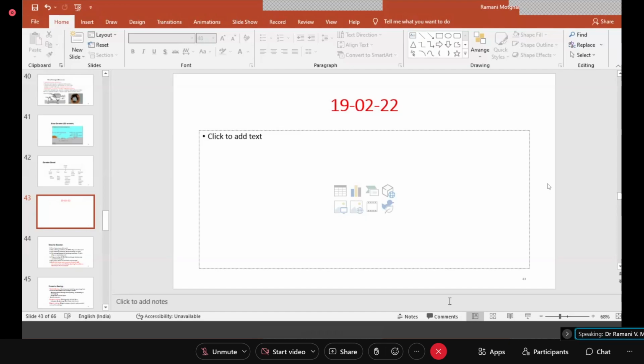And what else is remaining? Name reactions, organic, coordination, interaction of radiation with matter. These three topics are remaining. So Monday, Thursday, and Friday. By Friday, all the topics will be getting over, by next Saturday, 26th. Clear?